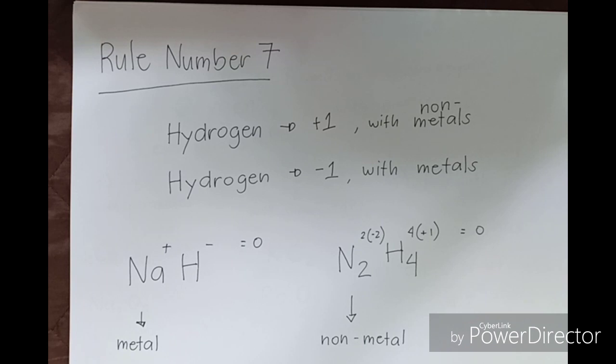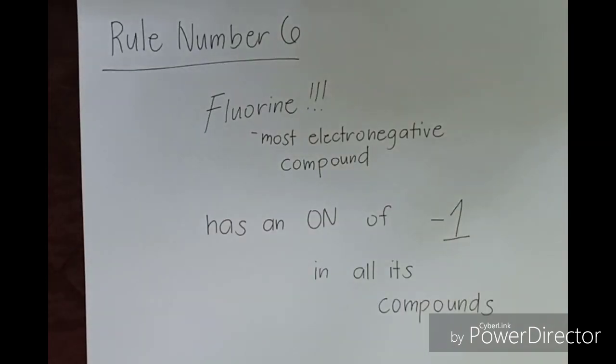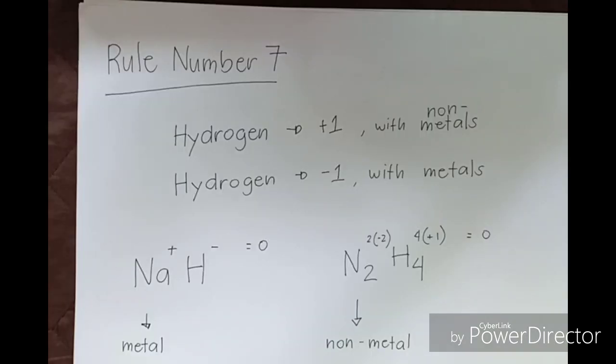Rule number 6. Fluorine, the most electronegative element, has an oxidation state of -1 in all its compounds. Rule number 7. Hydrogen has an oxidation state of +1 in compounds unless it is combined with metals, in which case it has an oxidation state of -1. In sodium hydride, hydrogen is paired with a metal, so the charge of hydrogen is -1, and the charge of the sodium is +1. And in nitrogen tetrahydride, nitrogen has a charge of -2, while hydrogen paired with a nonmetal has a charge of +1.